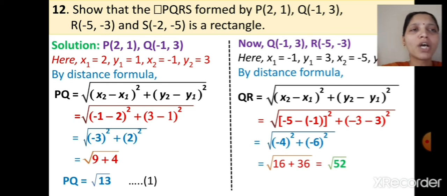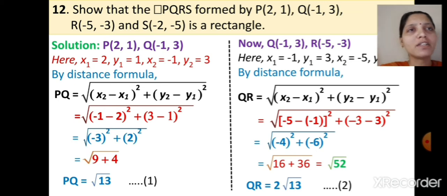Now this square root of 52 you can write as square root of 4 into 13. And 4 you can take out of the square root sign as 2. So your answer will be QR is equal to 2 into square root of 13. Write this as equation 2.